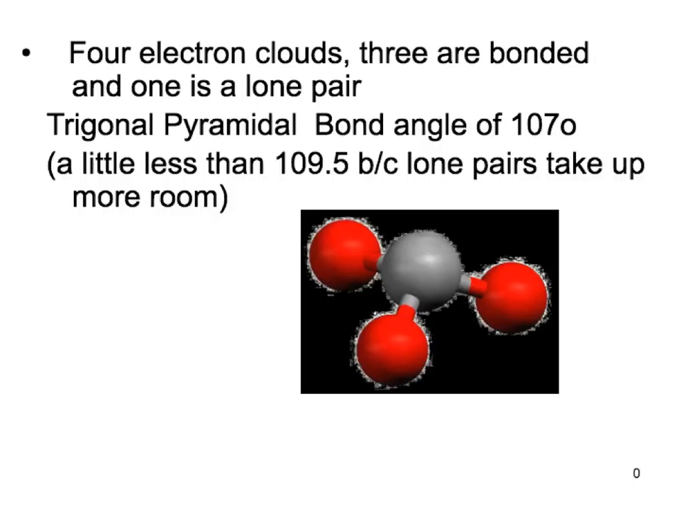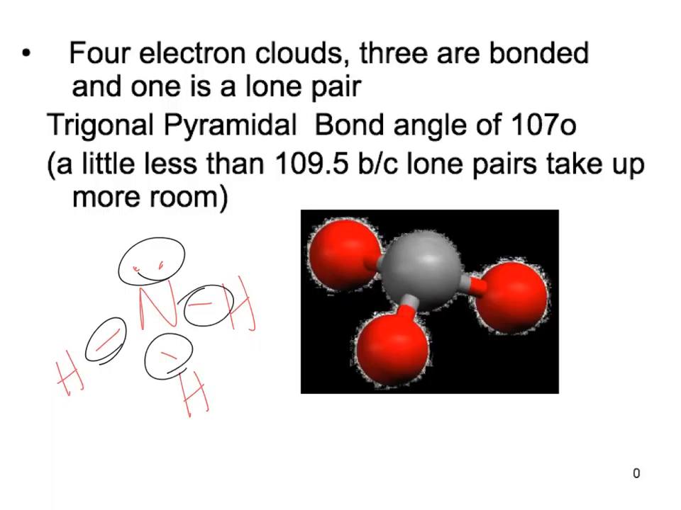The next one is if we have 4 clouds and 3 are bonded and one's a lone pair. So we have 1, 2, 3, 4 clouds. 3 are bonded, one's a lone pair. We are still under steric number or electron clouds of 4. And so it has sort of a tetrahedral geometry, but its real shape, or molecular shape, is called a trigonal pyramidal. Bond angle of 107, a little less because that lone pair kind of spreads out and pushes.